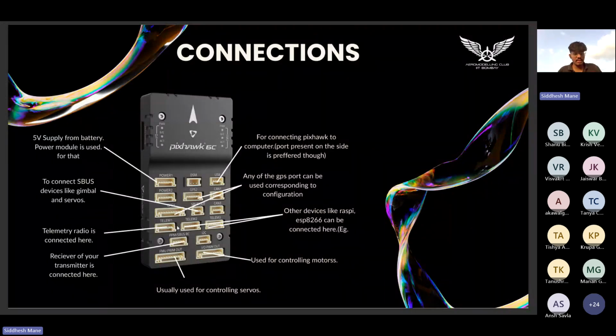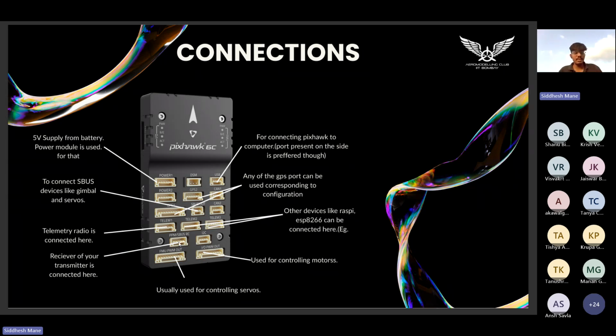So it is labeled as telem1. There are actually 3 telemetry ports. So there's a device called telemetry radio, which we connect here. I'll come on to that in the next slide. And also your flight computer, not flight controller, flight computer, they are also connected here, like Raspberry Pi or Jetson Nano, they are also connected via telemetry port.